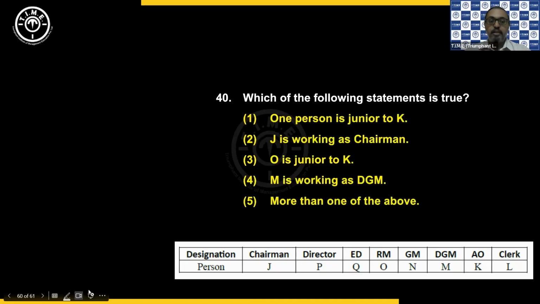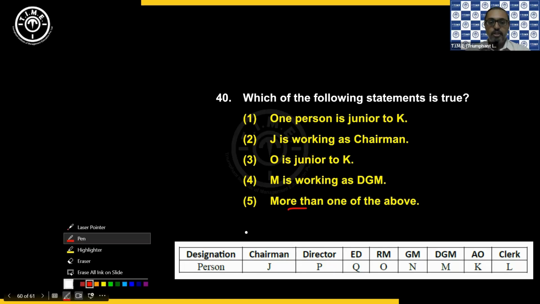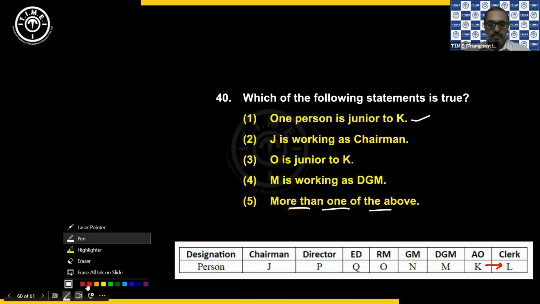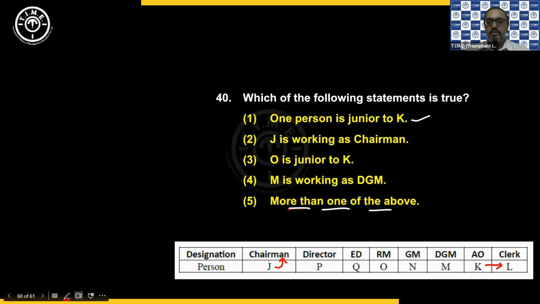Then which of the following statements is true? Let us check. Since you have more than one of the above, we need to be careful. So we need to check one by one. First, one person is junior to K. Do I have one person junior to K? Correct, there is one person junior to K. So 1 is true. Then second, J is working as the chairman. Is it correct? Yes, J is working as the chairman. That is also correct. So you can clearly say that it is the fifth option, more than one of the above. So choice 5.